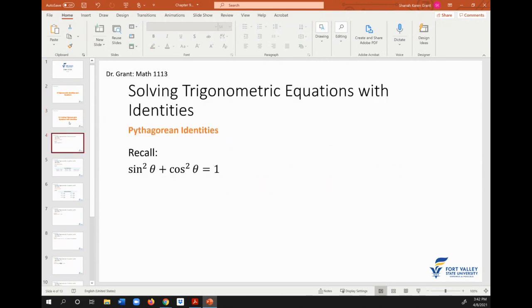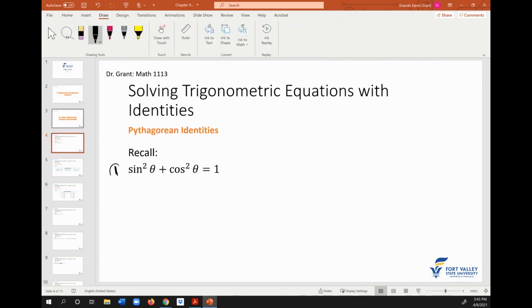Now, recall that we started looking at a few identities in the last chapter, specifically the Pythagorean identity. So we know that sine squared theta plus cosine squared theta is equal to 1. And we saw this based on the inscribed triangle inside the unit circle. Now, from this identity, so I'll call this identity number 1, we can actually derive quite a bit of other identities, but we're only going to look at 2.